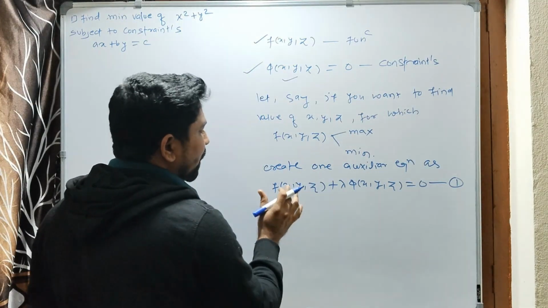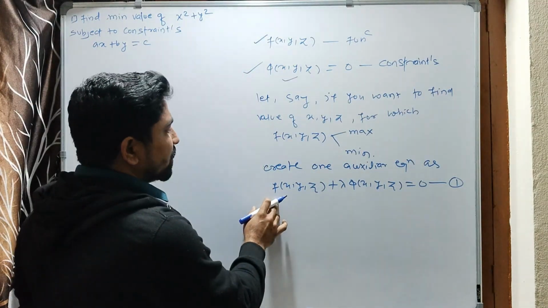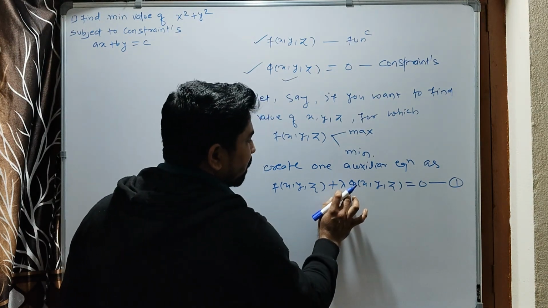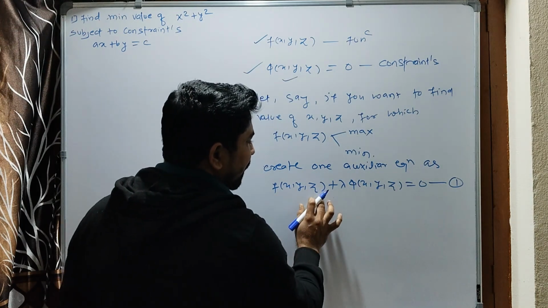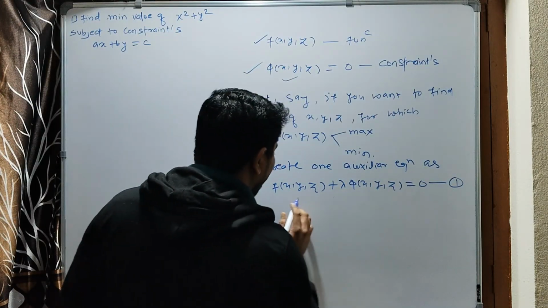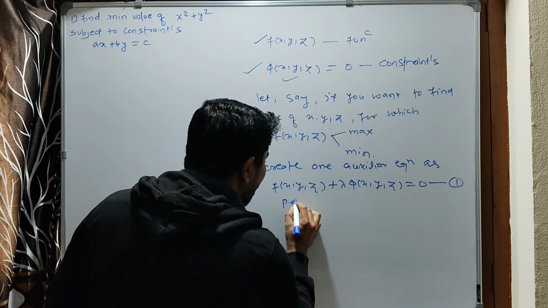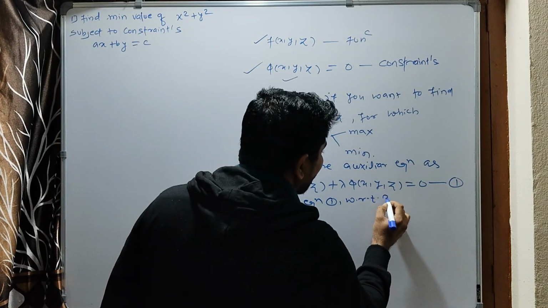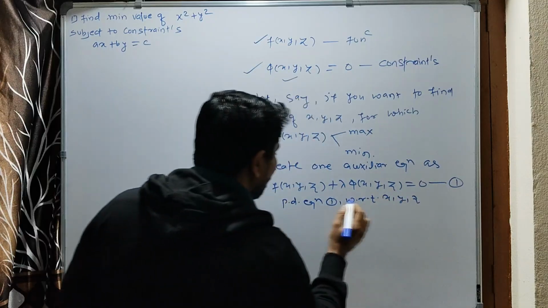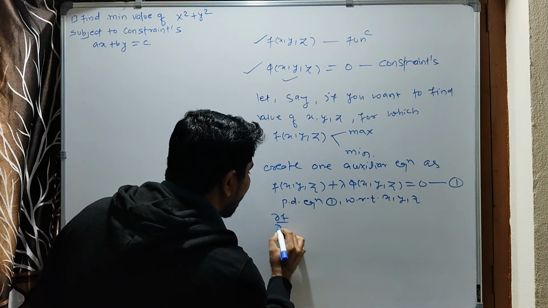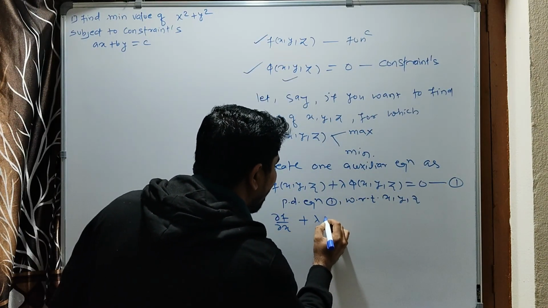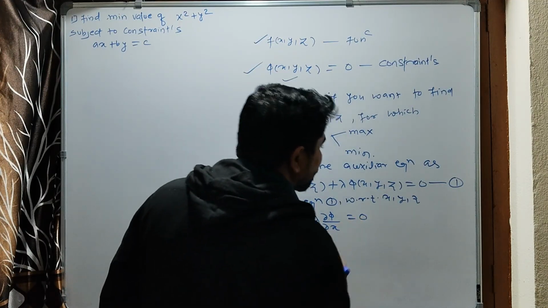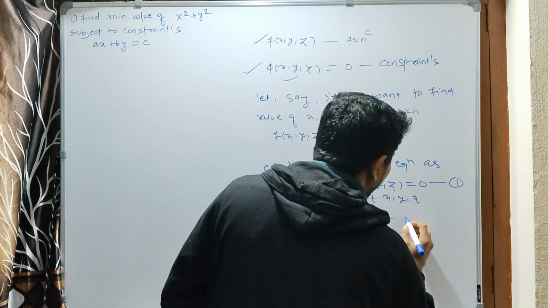Now this is my equation 1. Now I want to partially differentiate this equation with respect to x, y and z. Here lambda is a constant multiplier, not a variable. x, y, z are the variables. So partially differentiating equation 1 with respect to x, we get dou f by dou x plus lambda times dou phi by dou x, which is equal to 0. Let's say this is my equation number 2.